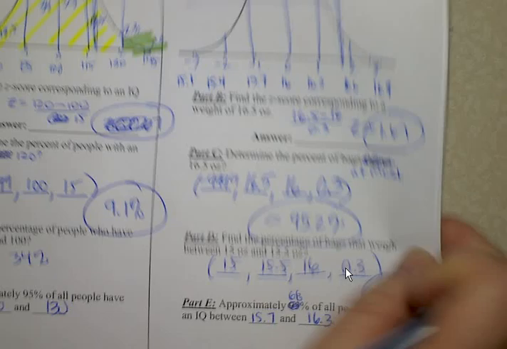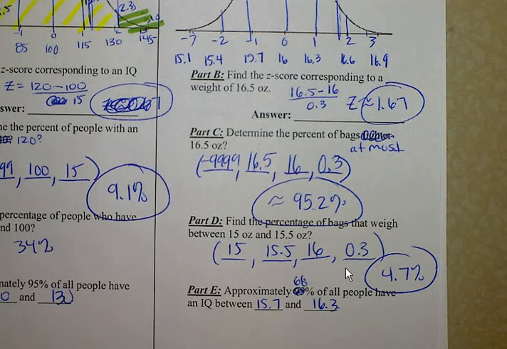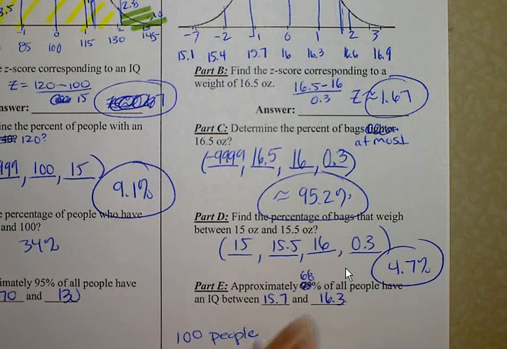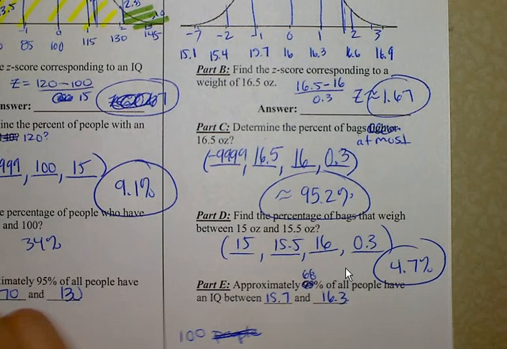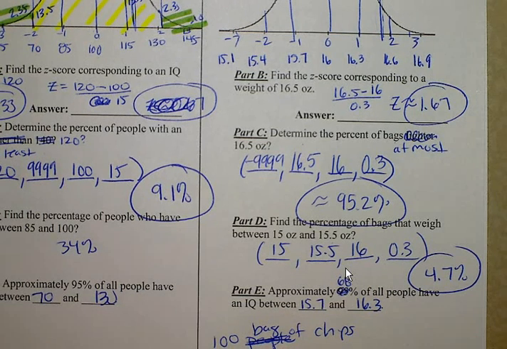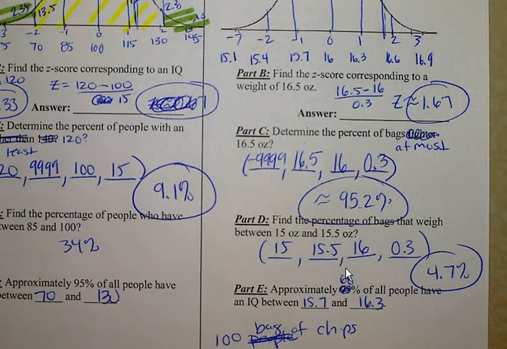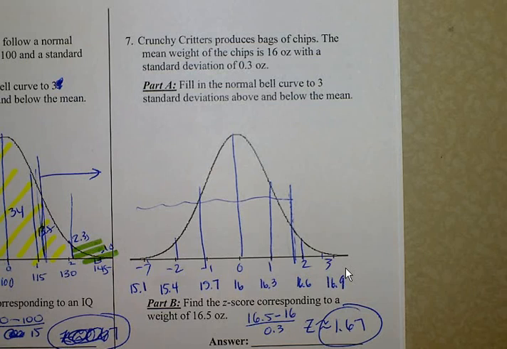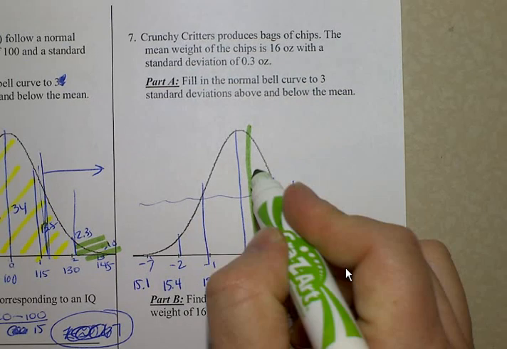Okay, let's pretend that this particular problem says out of 100 bags of chips, what percent or how many bags can we expect to be at least 16.1 ounces? At least 16.1 ounces. So at least means, let's find 16.1 up above. 16.1 is approximately right here. At least means this point or above.